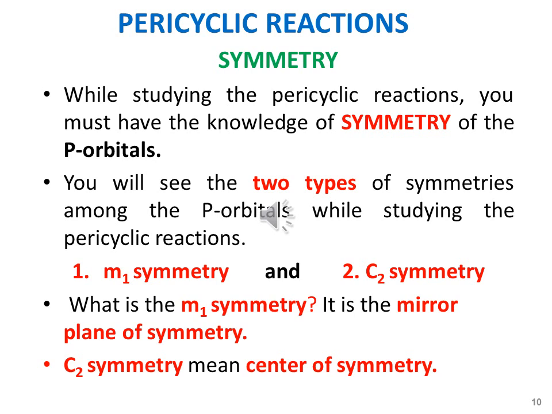What is a mirror plane symmetry? We will discuss it in the later section of this lecture. And the C2 stands for the center of symmetry. So the p orbital involved in the pericyclic reaction must have either M1 symmetry or the C2 symmetry. M1 symmetry stands for the mirror plane symmetry, and C2 symmetry stands for the center of symmetry. What are the M1 symmetry and C2 symmetry? Let's discuss that.